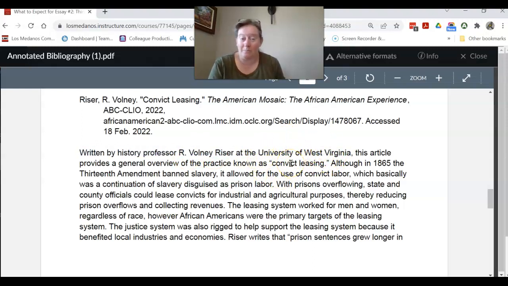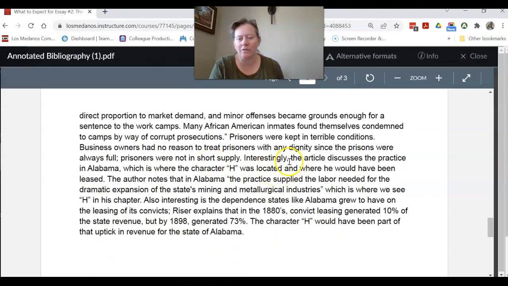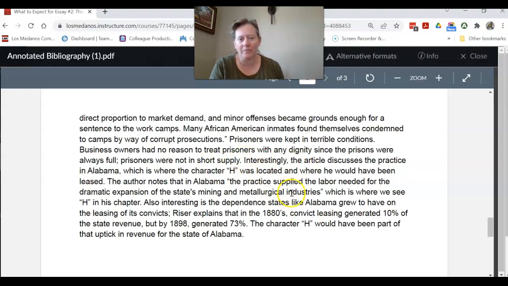Basically, the article is an overview of convict leasing. So what you're basically doing is summarizing what is in the article that you read, and you can add details you think might help explain a little bit of the history of the practice. You can use quoted material for anything that you think is interesting. You can, towards the end, and this is kind of what I do too, make connections to what we see happening in Homegoing, right?